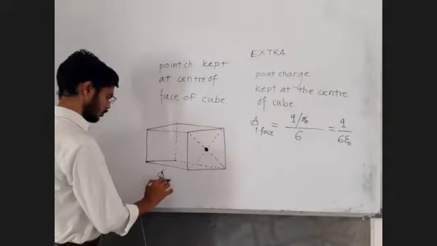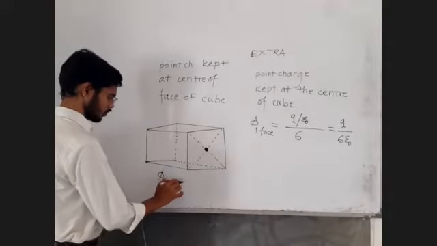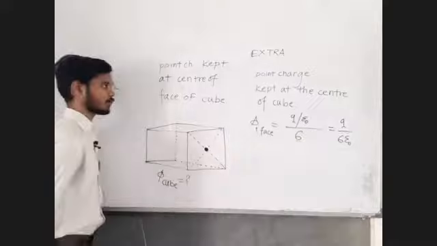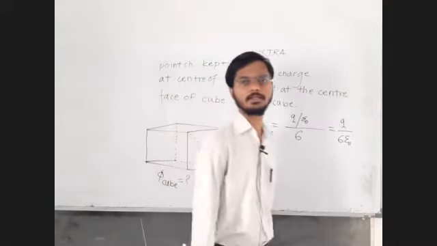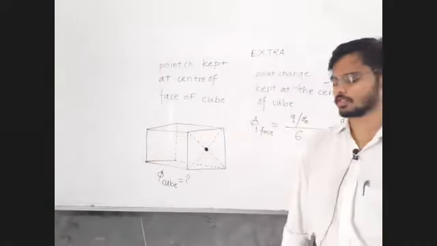Now the question is, flux through the cube is equal to question mark. For epsilon, use the small letter e.